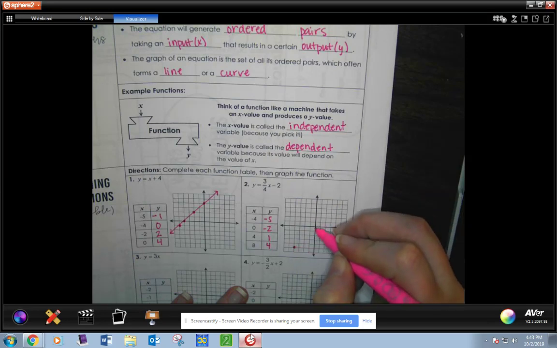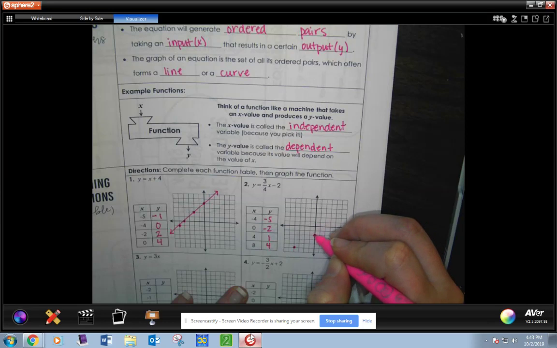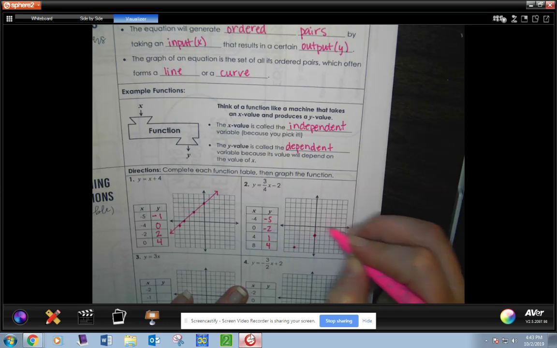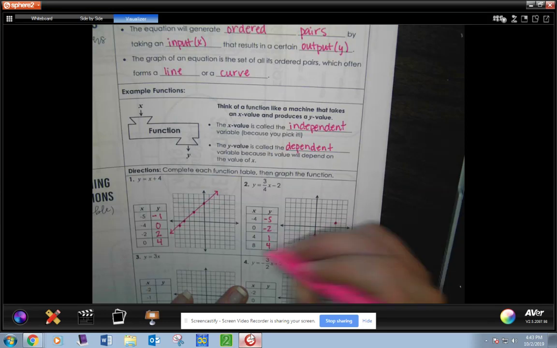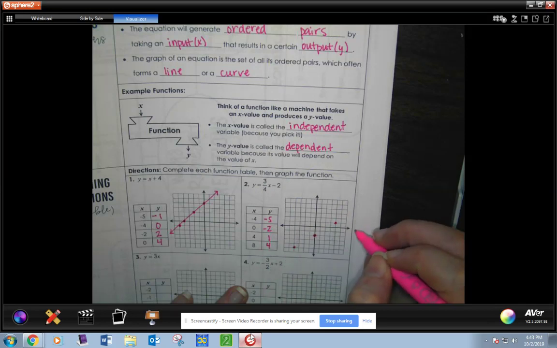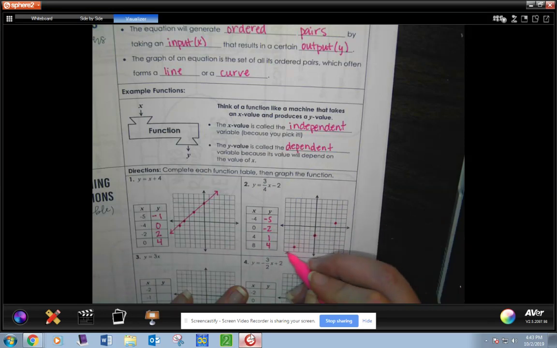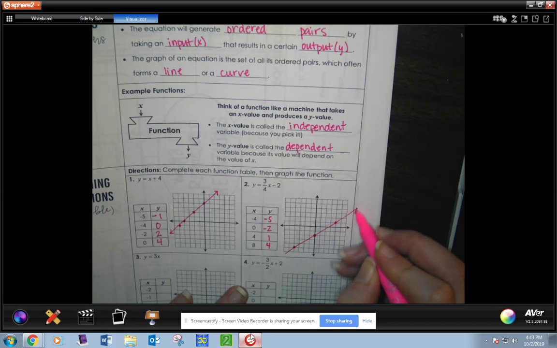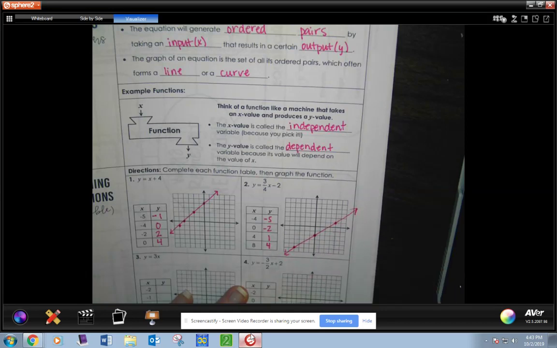0, -2, I stay put and then go down 2. 4, 1, I'm going right 4 and up 1. And 8, 4, my graph doesn't go to 8, so I don't have to worry about plotting it. So I just connect my lines. And I'm done.